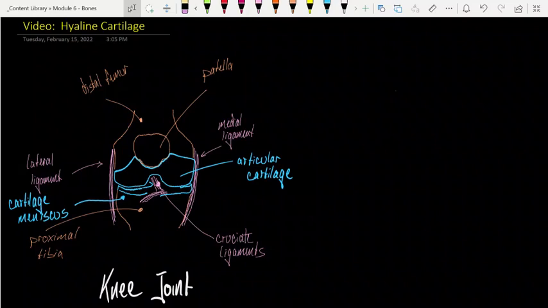I'd like to start off our bone unit today by talking about hyaline cartilage. I've got a structure here, the knee joint that we're looking at. You can see the patella, you can see the femur on the top, the tibia on the bottom. But what I'd really like to focus on is what's in blue, what we call articular cartilage and also the meniscus. These are coverings at the end of the bone that provide a smooth, lubricative surface for this joint to function properly. And this is hyaline cartilage.